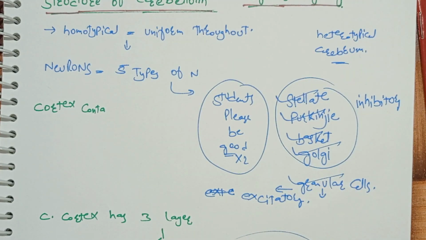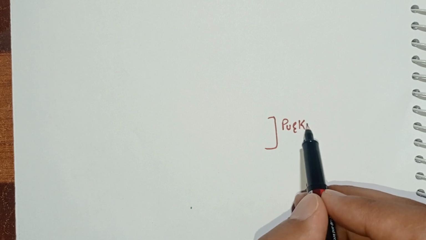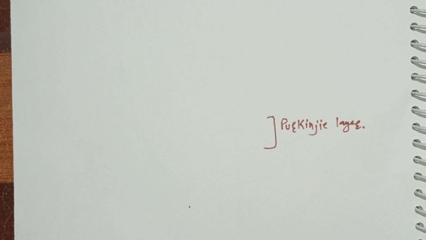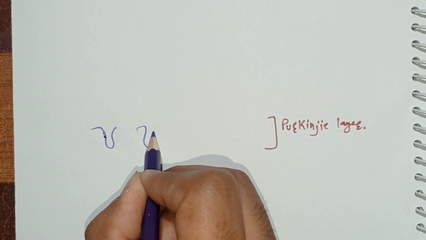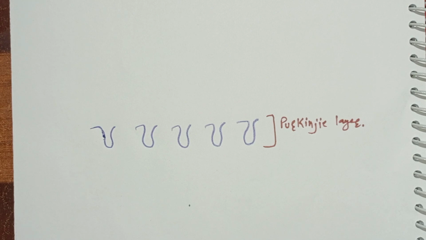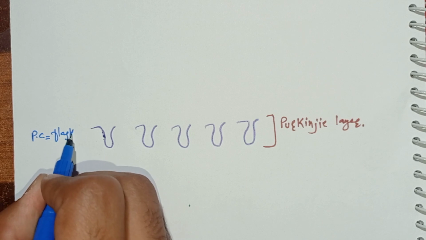So the structure of the cerebellum continued. We will draw this diagram. First, we will talk about the Purkinje layer. Consider this Purkinje layer. It contains Purkinje cells. These are the Purkinje cells in blue. These Purkinje cells are flask shaped.